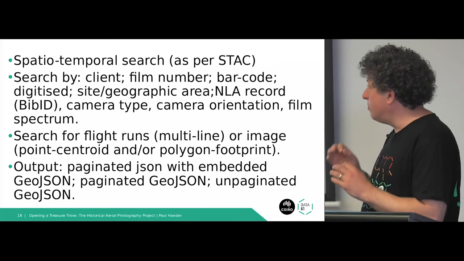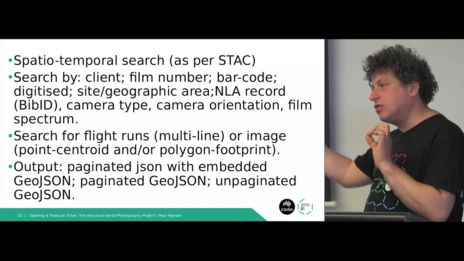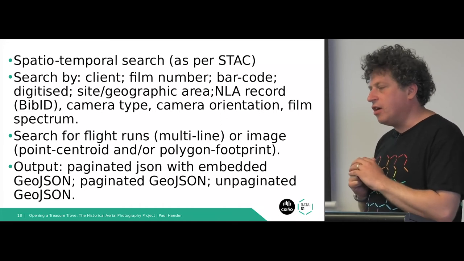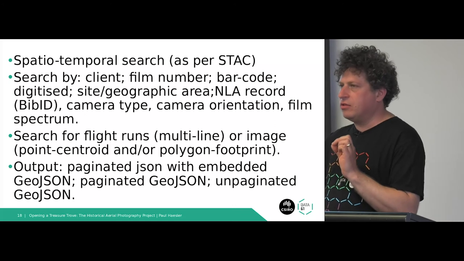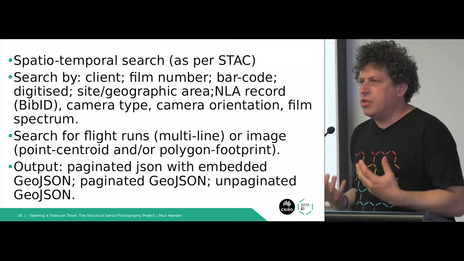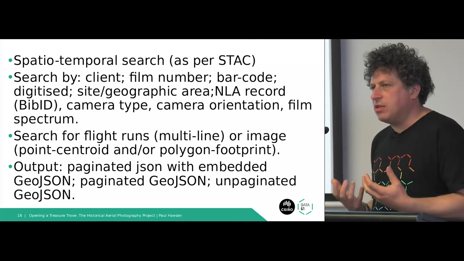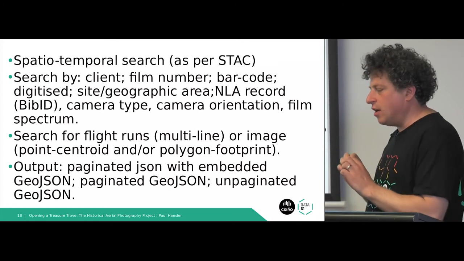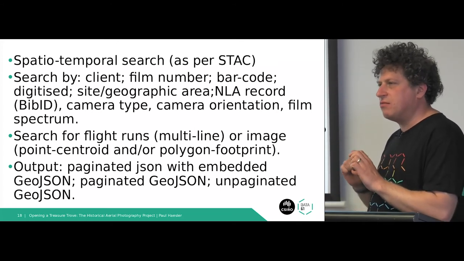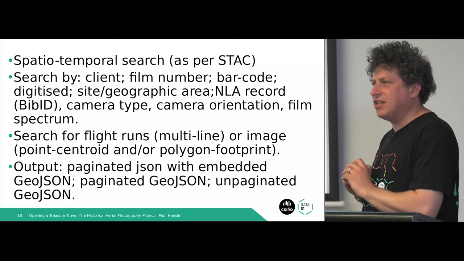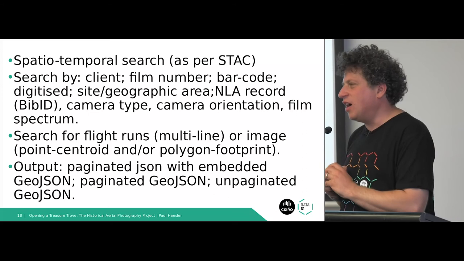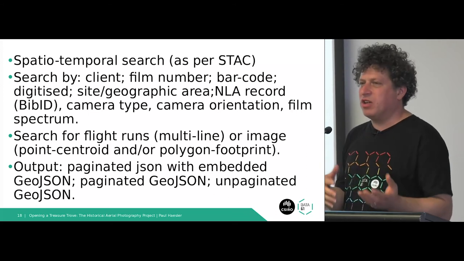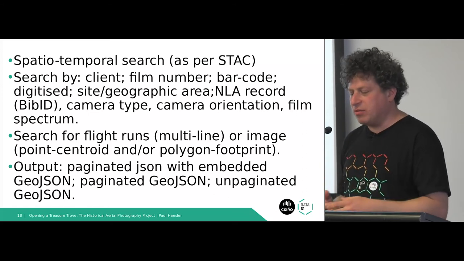Geometrically, we have these lovely multi-line geometries for our flight lines. We have point information for the actual images. Because we don't have very much imagery actually georectified yet, the footprints are generated and guessed based on the direction the plane was flying and roughly how big a footprint would be. But again, all that information will have to be recalculated once we actually do the proper scans.